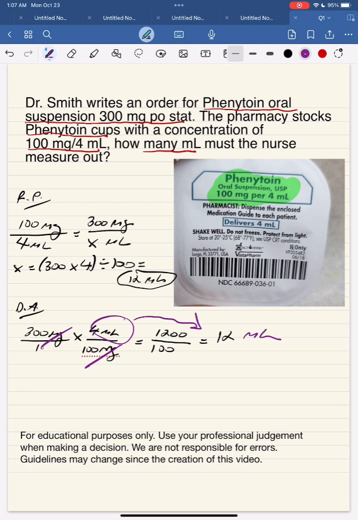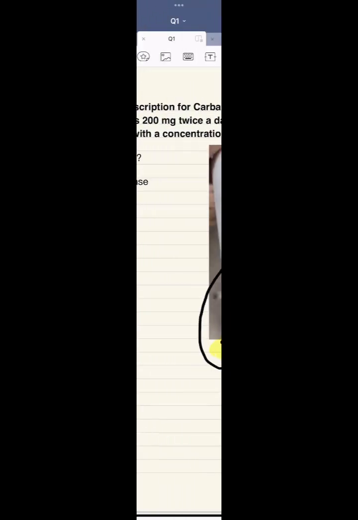If you look, the question asks how many ml. So you know that you want to be left with milliliters at the end of the problem when you're doing dimensional analysis. Okay, next problem.